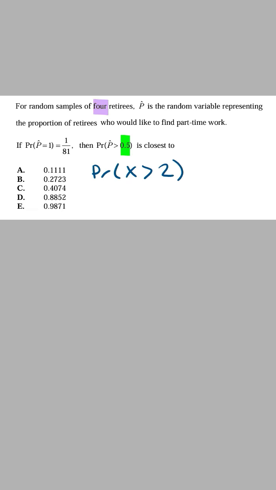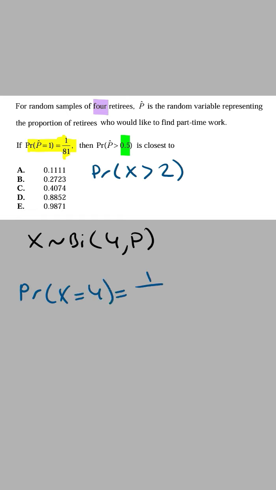From here, x is going to be a binomial, where n is the sample size, 4, and we've got p, the probability of success. To find the probability of success, we're going to need to use this information. So again, we change p hat to an x, and we can write this as the probability that x is equal to 1 times 4, which is 4, and this is equal to 1 over 81. Using the binomial formula, this is 4c4 times p to the power of 4 times 1 minus p to the power of 0, and this is equal to 1 over 81.